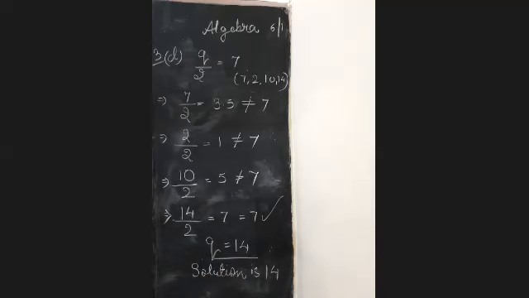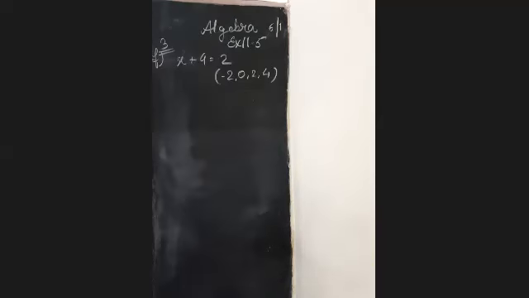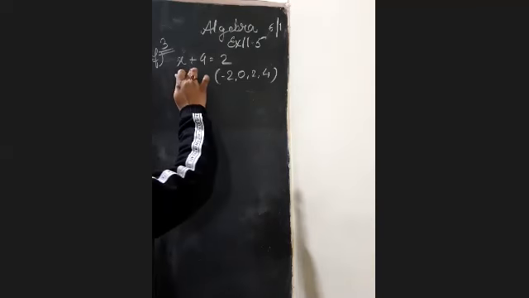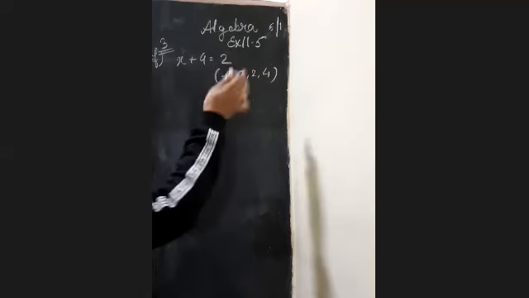So now let's move ahead. This is exercise 11.5, question number 3F. Now for question number 3F, we have this equation and these are the values. Let us try one by one.